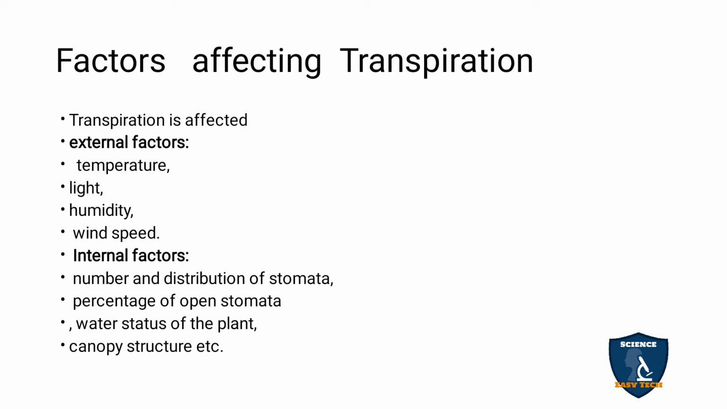Internal factors are the number and distribution of stomata. If there are more or fewer stomata, it affects transpiration. The percentage of open stomata also affects transpiration. The water status of the plant and the canopy structure of the plant also affect transpiration. So external and internal factors affect the transpiration process.